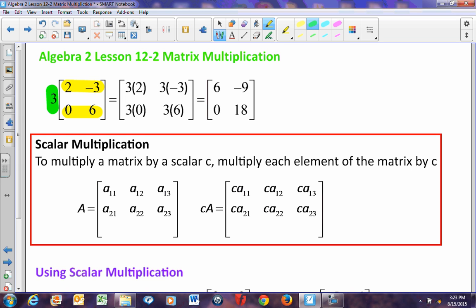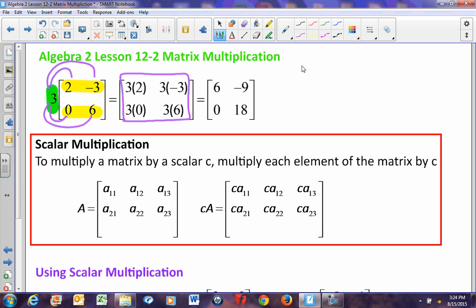All I'm going to do is take and multiply all of the elements of the original matrix by the scalar. For example, I will multiply the 3 by the 2, and then the 3 by the -3, and then the 3 by the 0, and then 3 by the 6, just like I did in this middle matrix here, giving me the final matrix of 6, -9, 0, and 18.